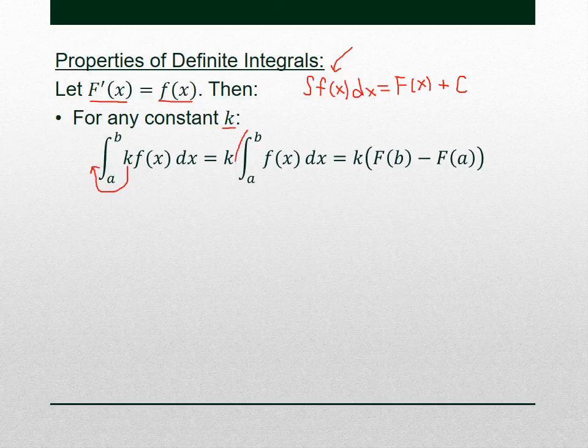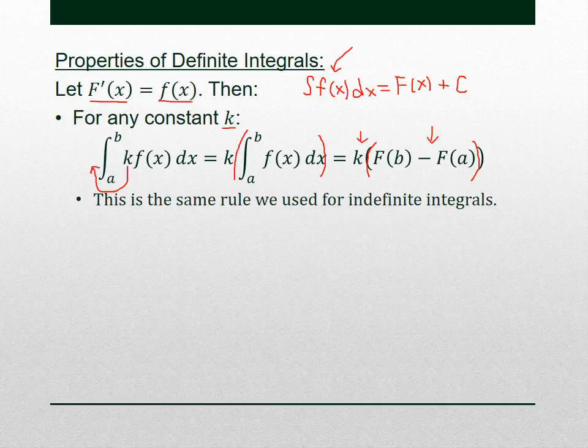And then using our fundamental theorem of calculus, that definite integral is equal to F of b minus F of a. And so what that means is just that we can pull these constants out of these definite integrals and then find them like normal and multiply them by that constant. That should look familiar. That's the same rule we used for indefinite integrals, the same rule we use for taking derivatives, that constant can come out and always just comes along for the ride.